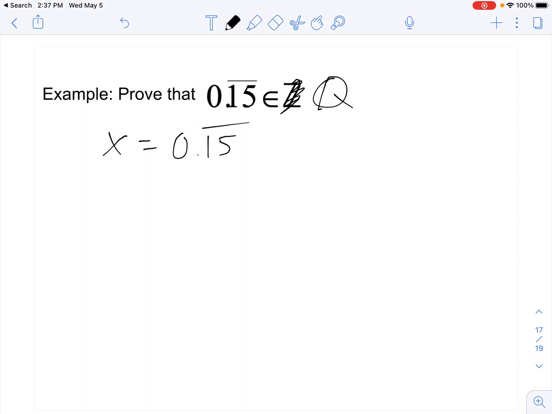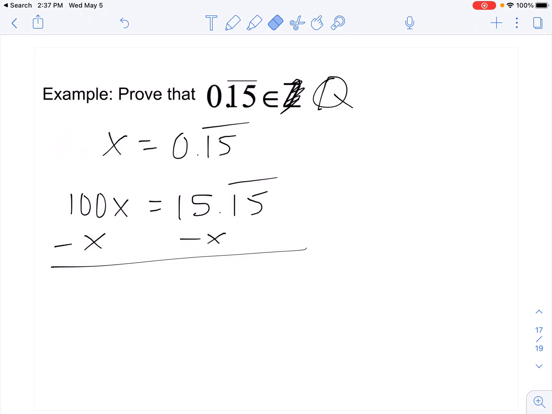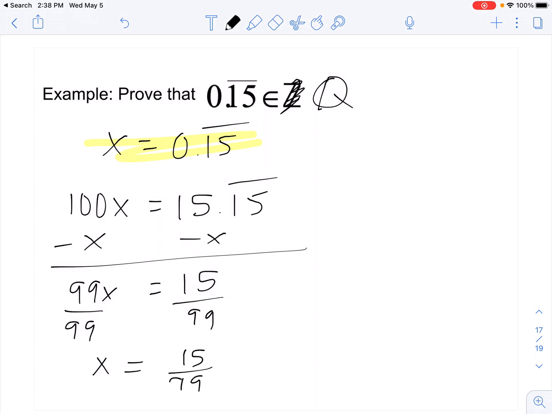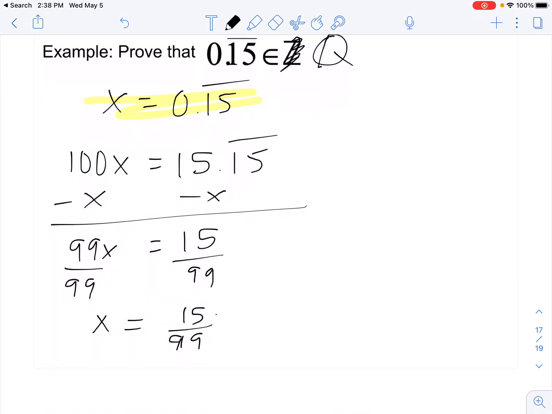Then, proof by equivalence, I can multiply both sides of this equation by 100. If I multiply this side by 100, I get 100x. And this side, I would get 15.15 repeating. Then I'm going to subtract the same number from both sides. I'm going to subtract x from both sides. Remember that x is equal to 0.15 repeating. So on this side, I get 99x, and on this side, I'm going to get just 15, because I'm subtracting 0.15 repeating. From here, I can divide by 99, and x can be written as 15 divided by 99, where 15 is an integer, and 99 is an integer, and so this can be written in the form of p divided by q. This is in the set of rational numbers.